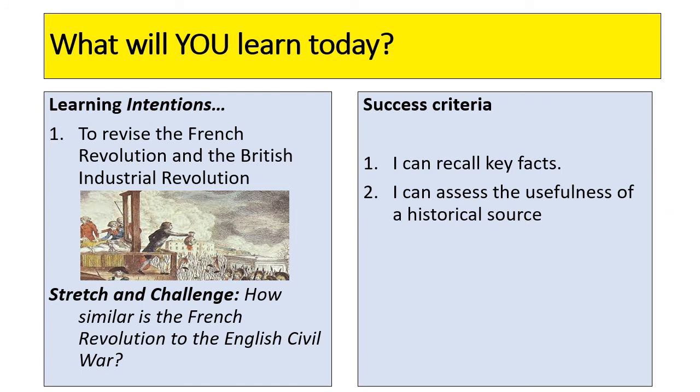So that's it, Year 8. Let's just check that we've done the success criteria. I've gone through 2 aspects of Year 8, the French Revolution and the Industrial Revolution. I can recall key facts. We went through a few. Can you now tell me a cause of the French Revolution? Can you tell me an event of the French Revolution? Can you tell me something about the Industrial Revolution in Britain? And what I've tried to get you to think about is how you can assess the usefulness of historical sources.